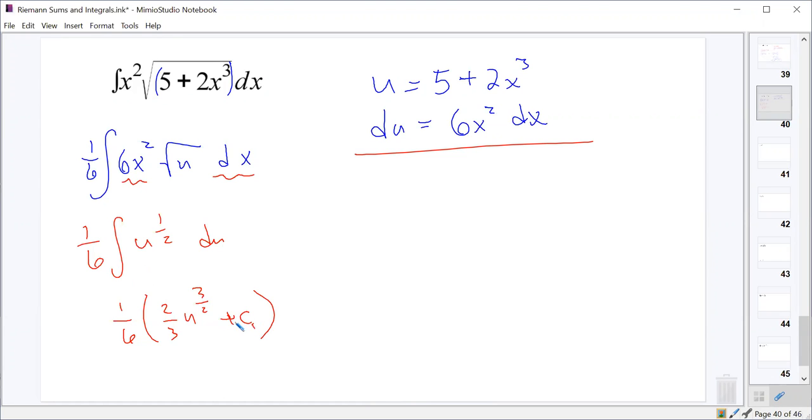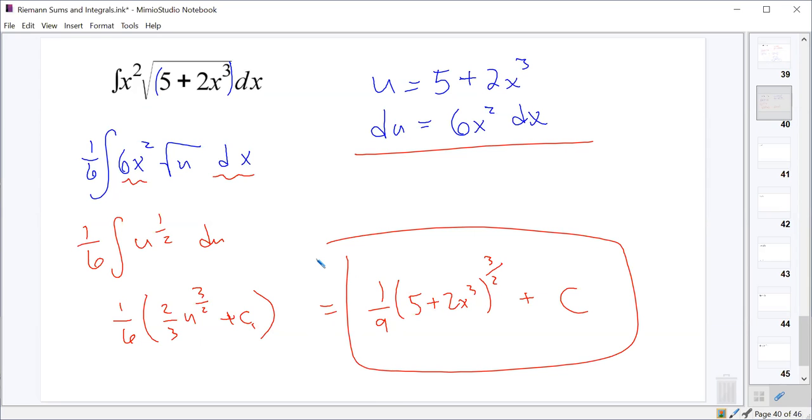And I'm going to just call that constant 1 there, just for fun. And when I distribute the 1/6 then, this is going to give us 1/9 of 5 plus 2x cubed to the 3/2 plus a 1/6 of our constant that we have. 1/6 of the constant is just a constant. Good or no?